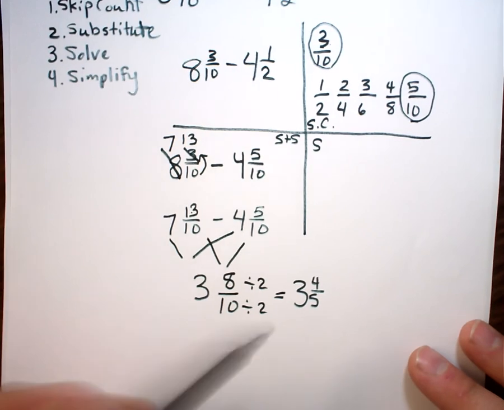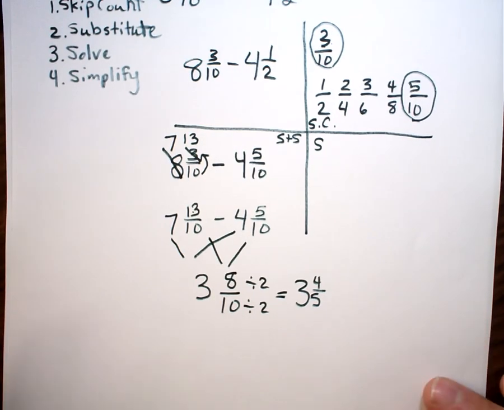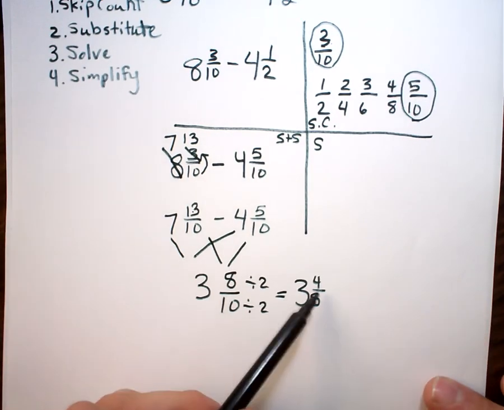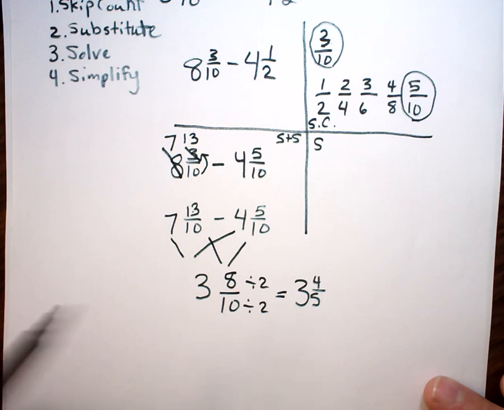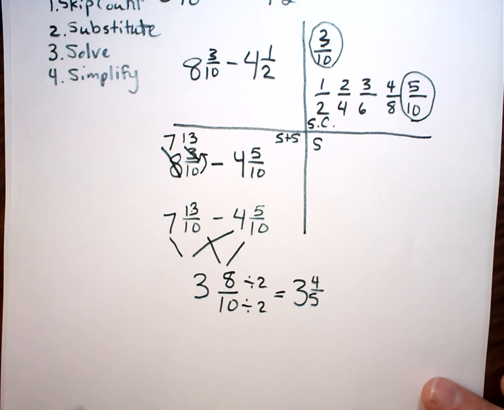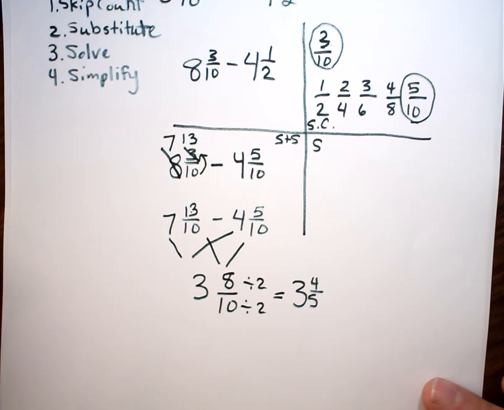So is 3 4/5 the simplest form? Well, can I divide by any prime numbers? That's how I would know. I can't divide both by 2. I can't divide both by 3. I can divide 5 by 5, but I can't divide 4 by 5. So I think I'm done. I think that is the simplest form.